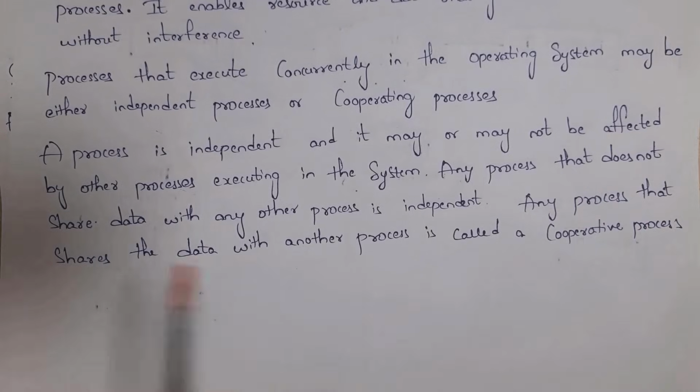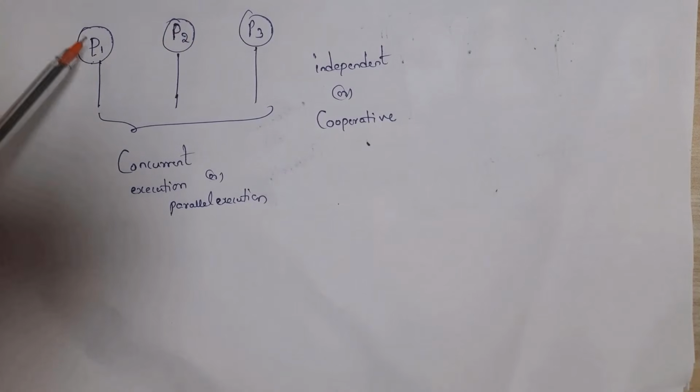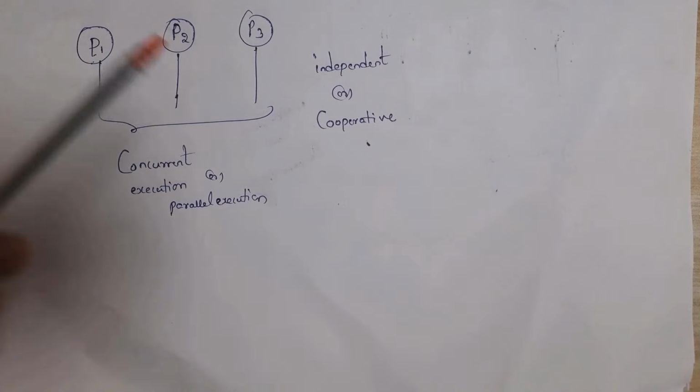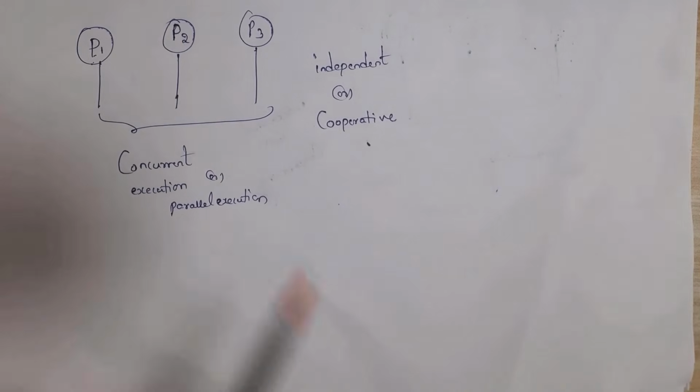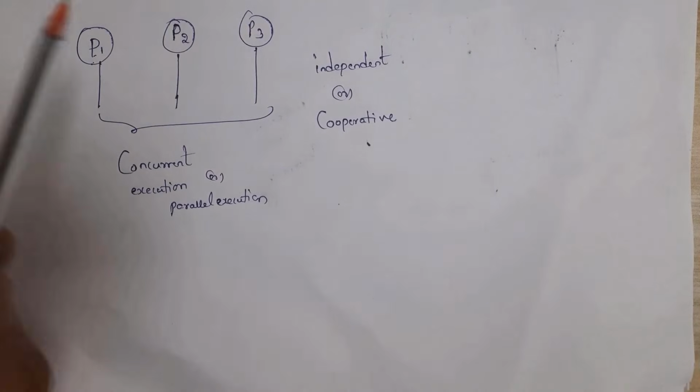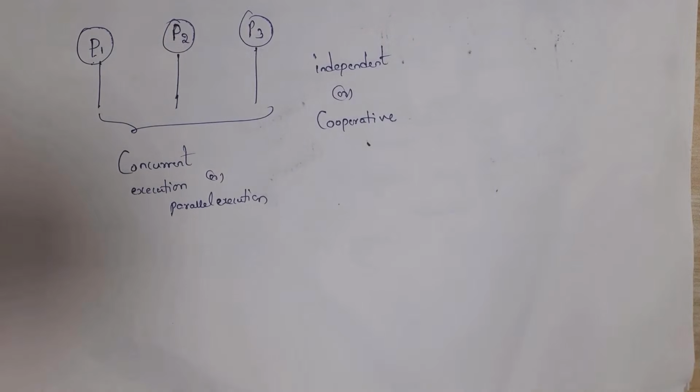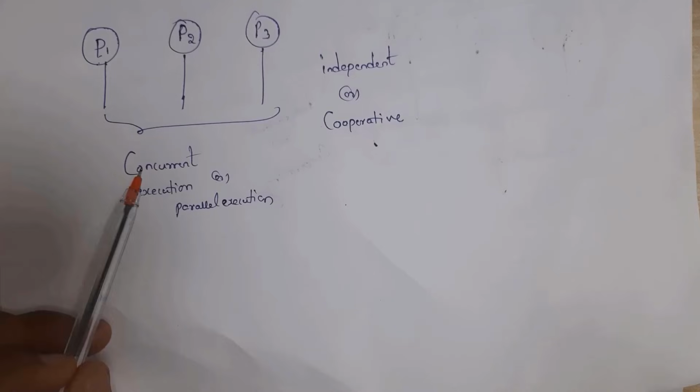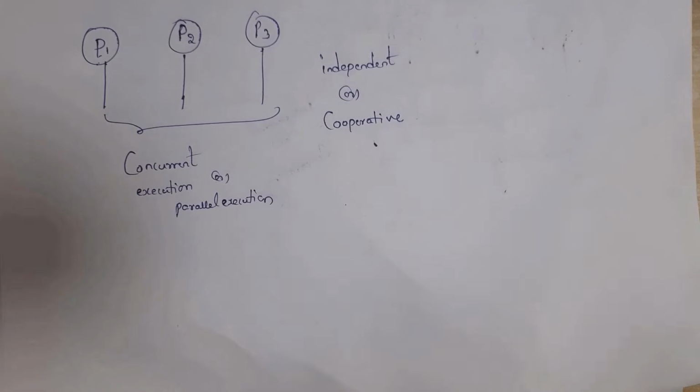Any process that shares data with another process is called a cooperative process. Here process P1 is sharing data with P2 and P3, similarly P2 is sharing data with P1 and P3, and P3 is sharing data with P1 and P2. Processes which exchange data with each other are known as cooperative processes. Independent processes do not share data with each other. Processes which execute concurrently, that is, parallelly, can be either independent or cooperative processes.